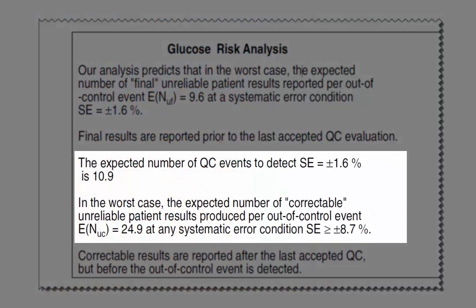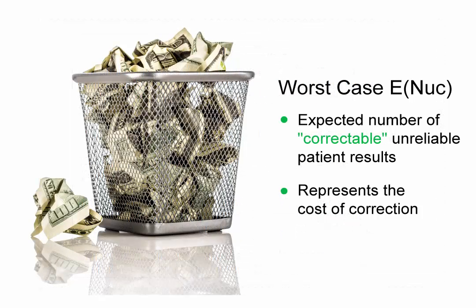This area provides our analysis regarding the worst case. We're interested in the worst case because it is the expected number of correctable, unreliable patient results. We say correctable because, with enough resources, issues with these results can be addressed by holding or amending patient results. Therefore, this represents the cost of correction.